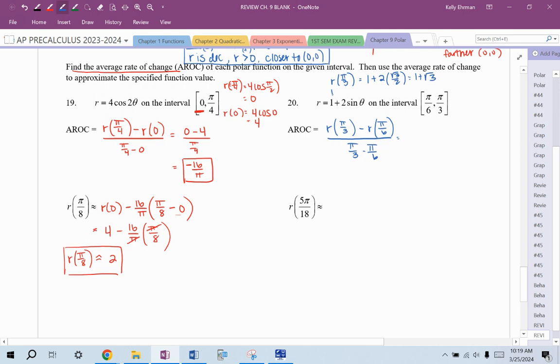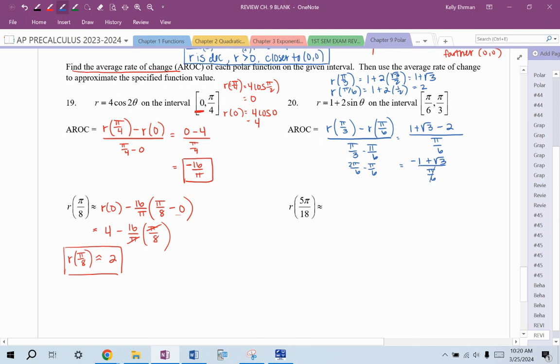And then what is r of pi over 6? 1 plus 2 times 1/2. 1 plus 1 is 2. All right, so we're doing 1 plus radical 3 minus 2. And then what about this math down here? This is 2 pi over 6 minus pi over 6. So that's just pi over 6. Clean things up. 1 minus 2 is negative 1 plus radical 3 over pi over 6.